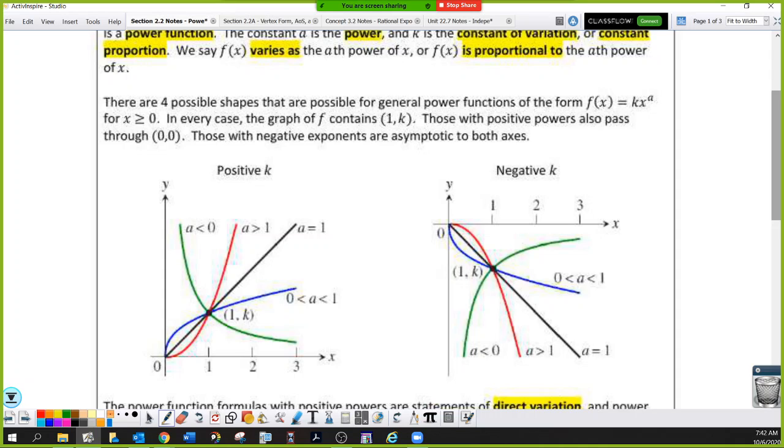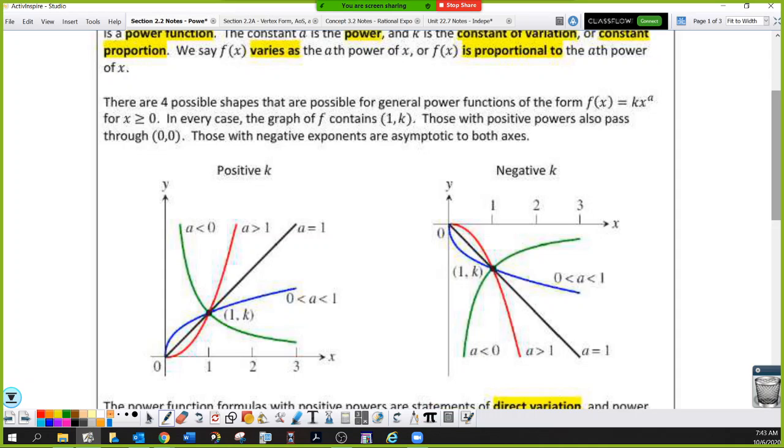In every single case, regardless of what x equals, as long as it's greater than or equal to 0, the graph will go through the point (1, k). And that should make sense why that's possible. If your base is 1, if x equals 1, it doesn't matter what power you raise it to, correct? You're always going to get back the number 1. So then you're going to get 1 times whatever k value is sitting in front of it. So (1, k) exists on all of the shapes.